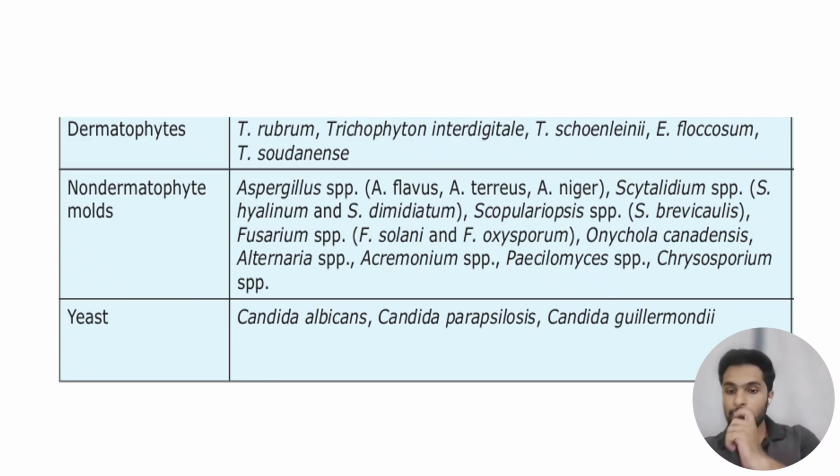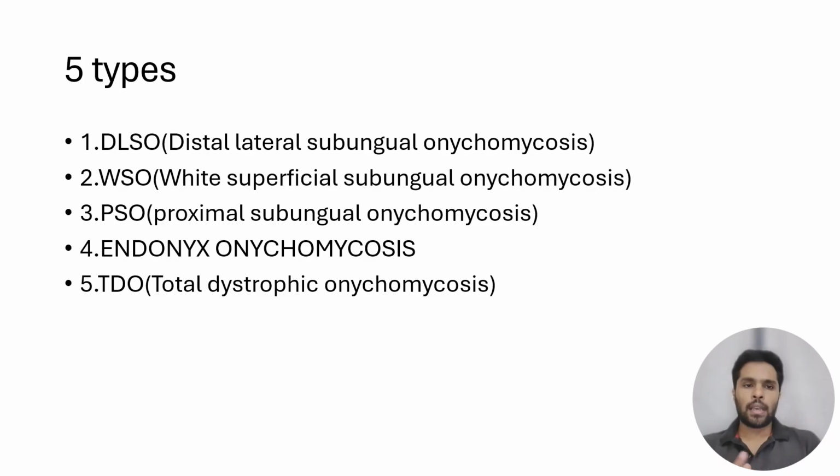And these are the causative agents. In dermatophytes, it's caused mainly by Trichophyton rubrum, also Trichophyton interdigitale. In non-dermatophytic molds, it may be caused by Aspergillus, Acremonium, Fusarium, also Candida. And these are the 5 types: DLSO, WSO, PSO, endonyx, and TDO. And we'll come to the specific types.